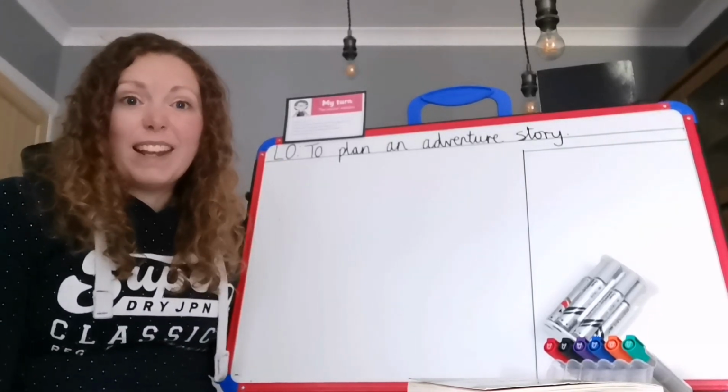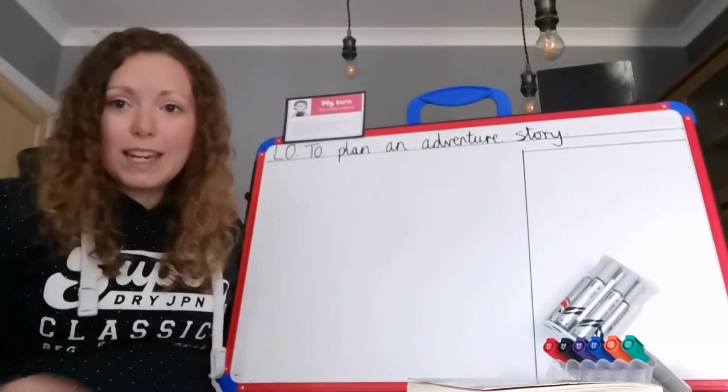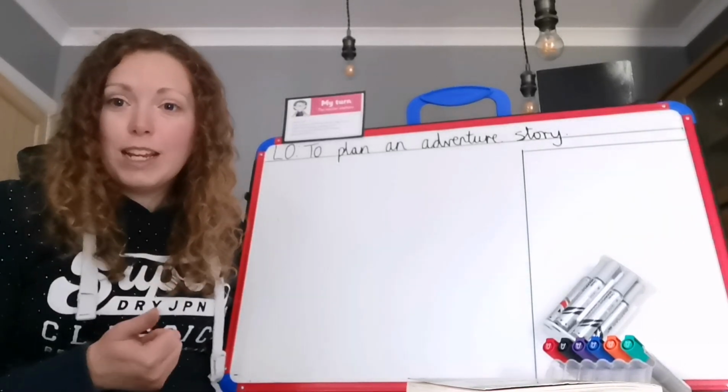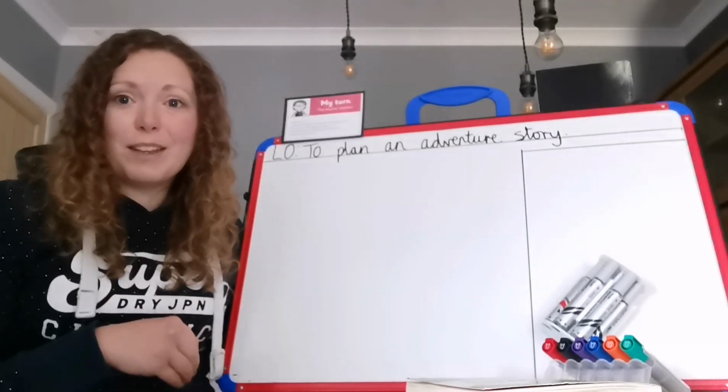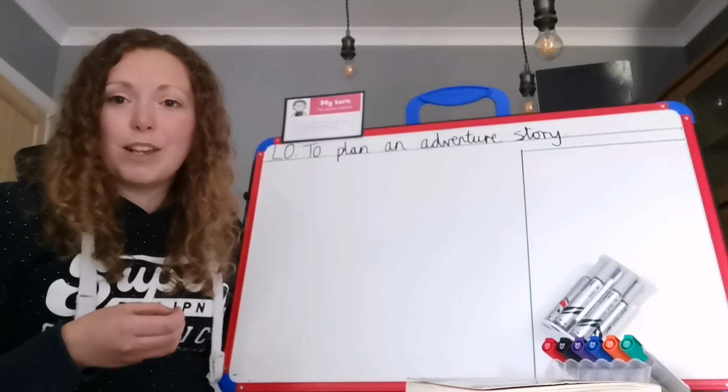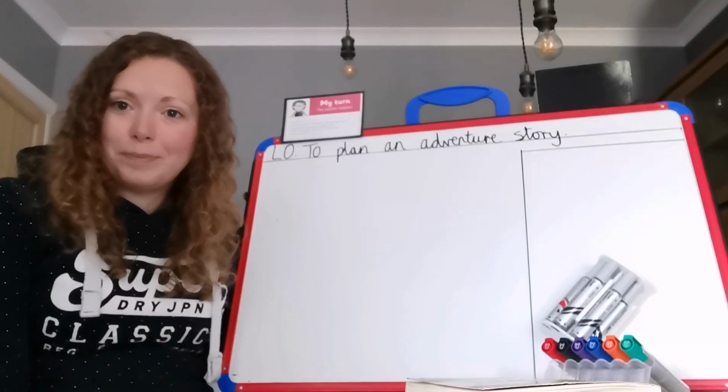Now, the reason we plan is so we can ensure that we include all the key details we want to, including our description, as well as the features of an adventure story. And when we come to writing, it means that we'll have all our ideas in one place so we can put them all together and make our story.